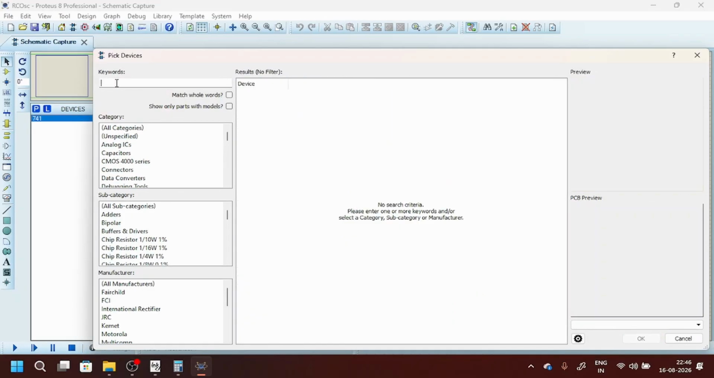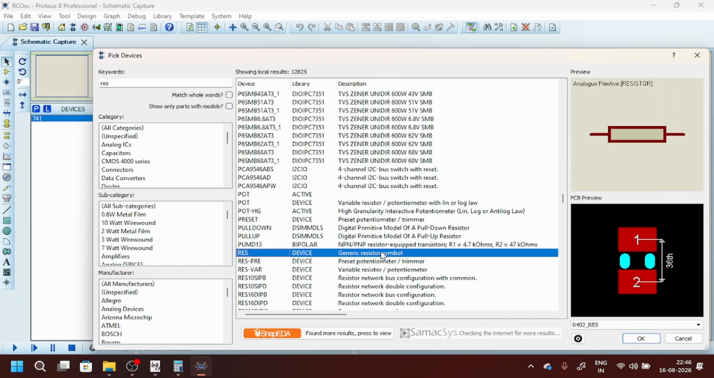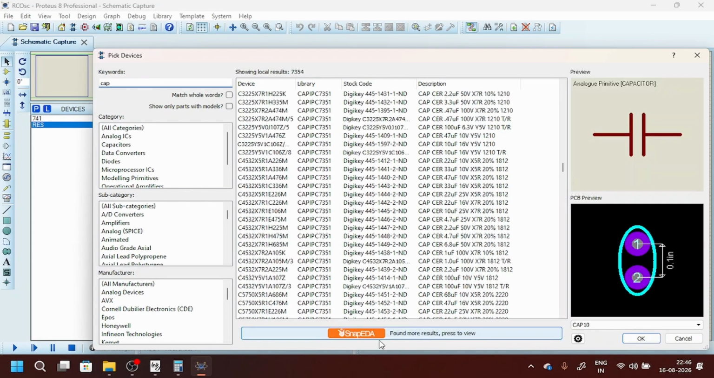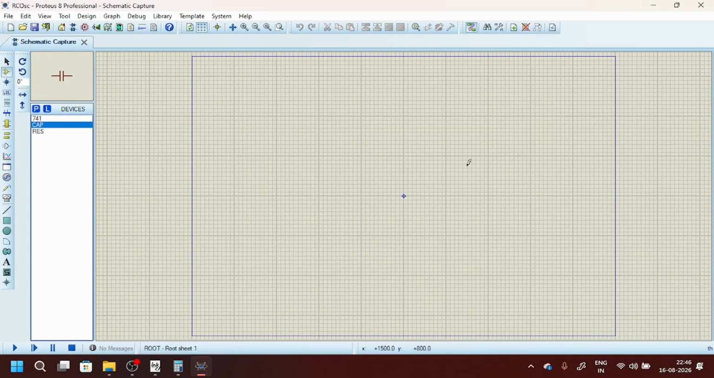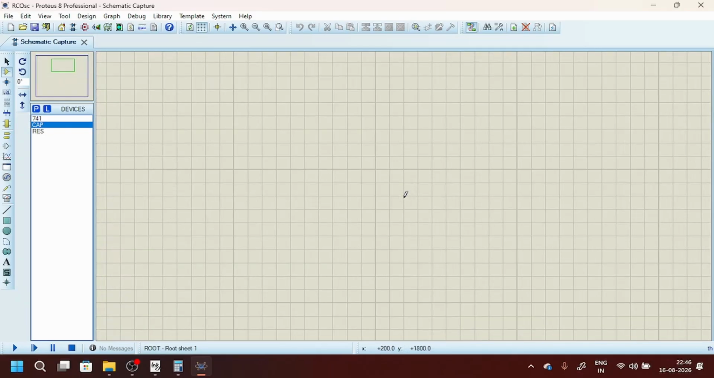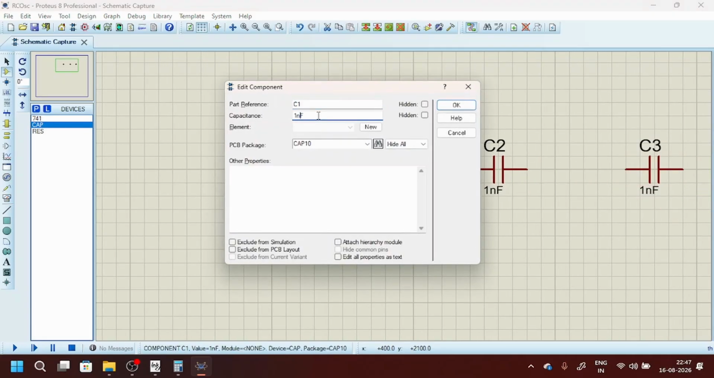And I need a resistor, a capacitor also. Those are the three things that I need. So just capacitor 1, capacitor 2, for 3 RC networks. I'm changing the values to 0.01 microfarads. Just copy this value.